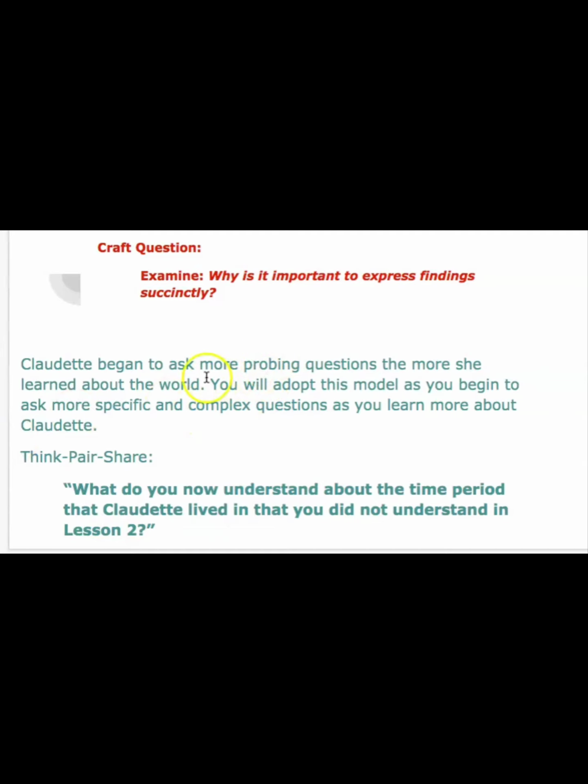So Claudette began to ask more probing questions, and the more she learned about the world, the more she learned. You're going to adopt this model as you begin to ask more specific and complex questions as you learn more about Claudette. Now I want you to ask yourself, what do you now understand about the time period that Claudette lived in, now that you know and understand what was inside of lesson 2?